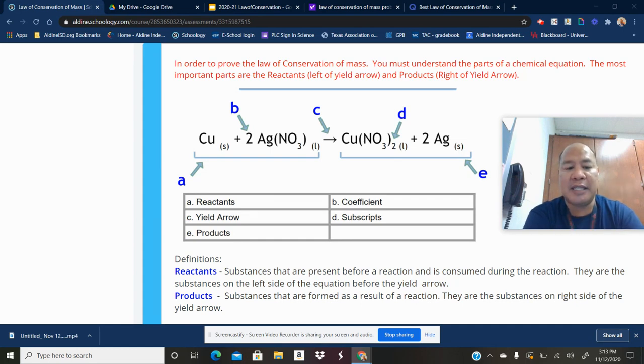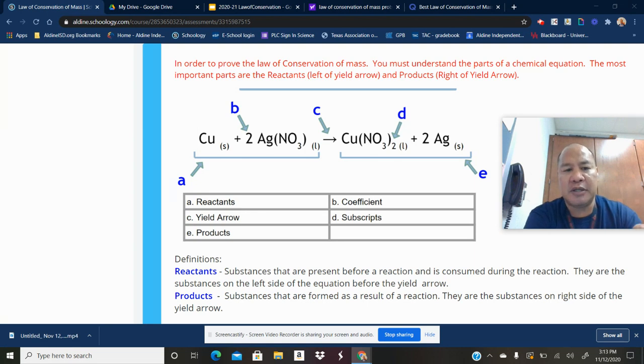Well, that's labeled E as in elephant, and those are my products. That's what happens when you put these two reactants together. They have a reaction and they produce whatever is on the right side of the arrow. So that's called my product. Products are the substances that are formed as a result of the reaction. They are on the right side of the arrow.